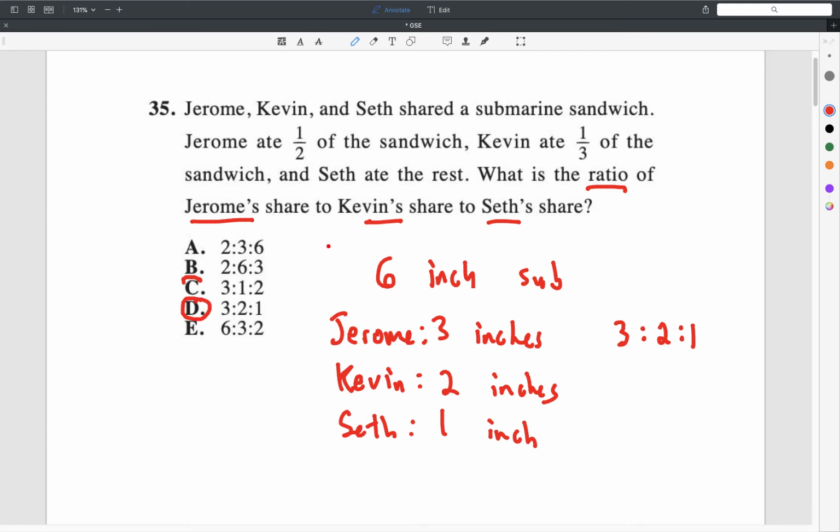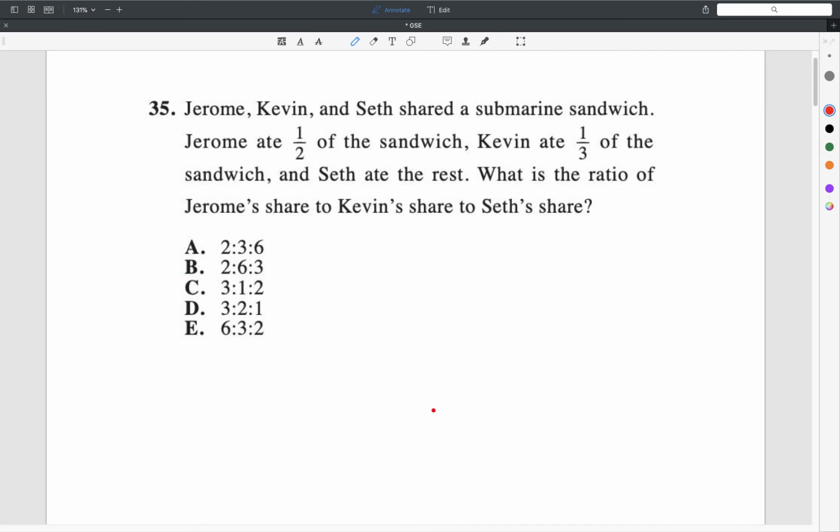Okay. Now, again, you could choose a different number other than 6. You could have chosen 12, and you would have gotten ultimately the same answer. You might have had to simplify a little bit more, but you'd get the same result. All right, so let's also solve this just using regular math here. It says Jerome ate half the sandwich, Kevin ate a third, Seth ate the rest. If we want to compare the ratios of what they're eating, one way we could do that is by getting a least common denominator for each of these fractions in order to be able to compare how much they ate a little bit more easily.